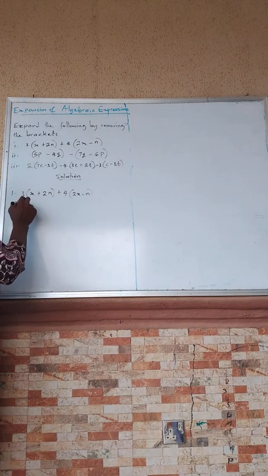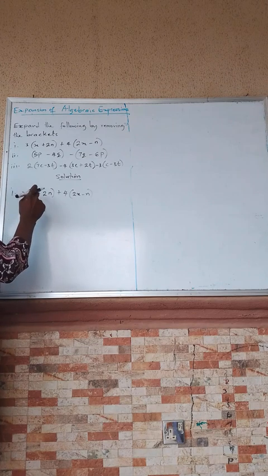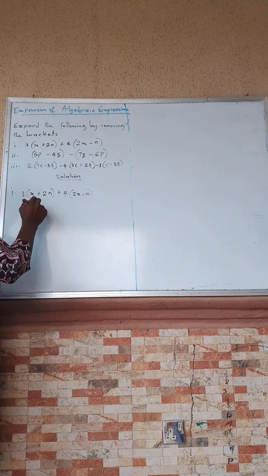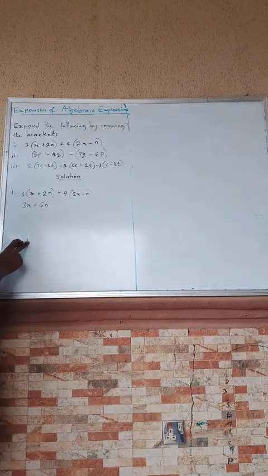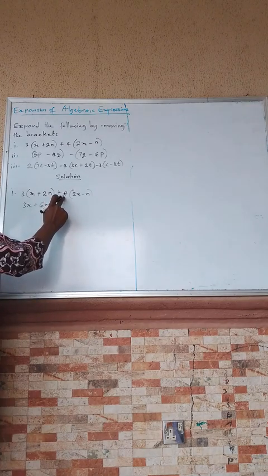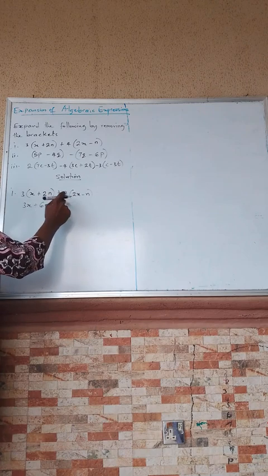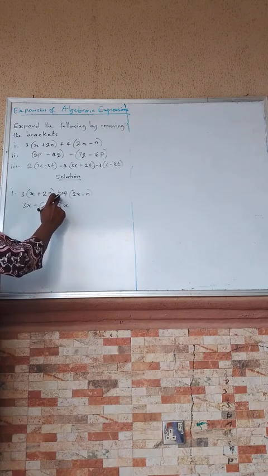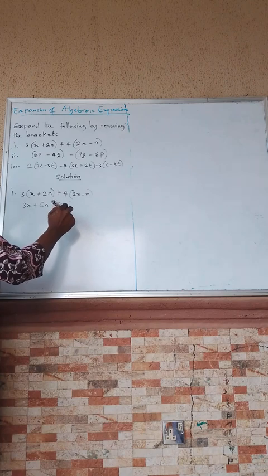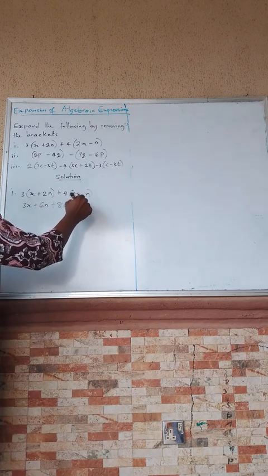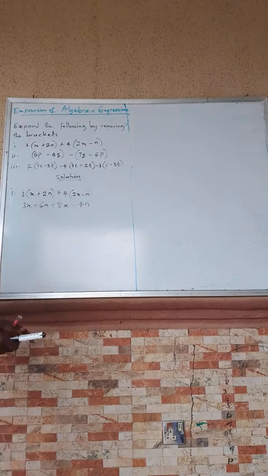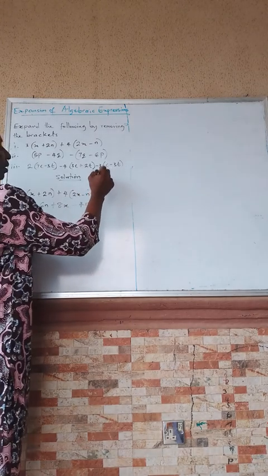3 times x, we have 3x. 3 times plus 2n gives you plus 6n. Okay, so you use this. Make sure you are conscious of the sign. 4 times 2x gives you 8x. And 4 times minus n gives you minus 4n. Alright? Don't forget this sign.